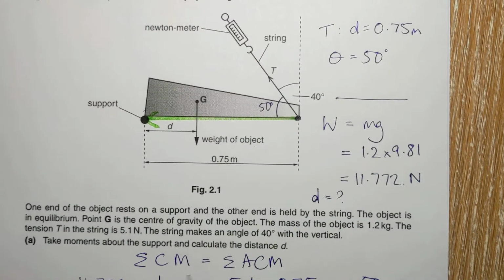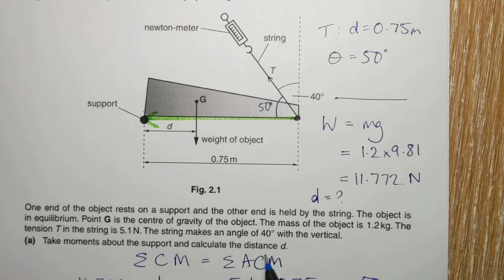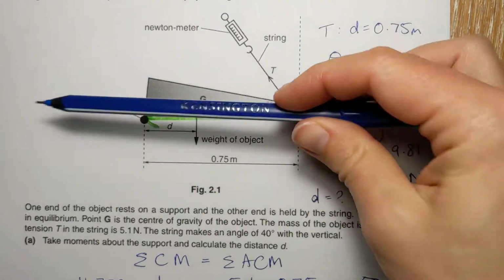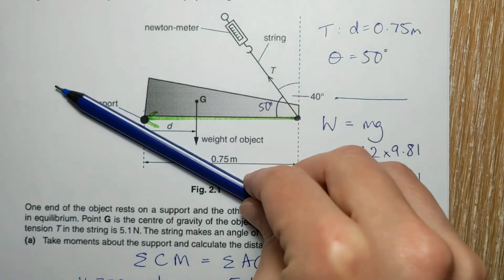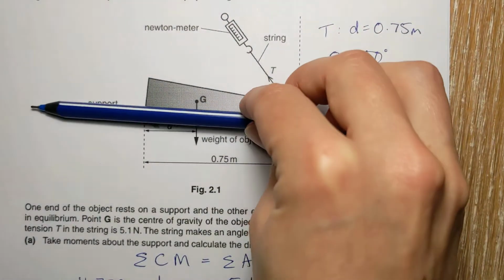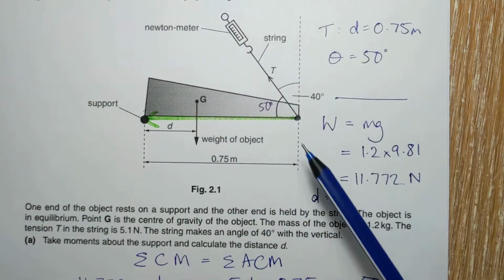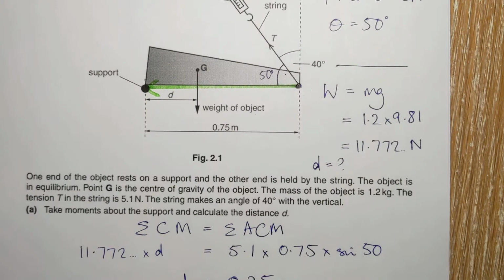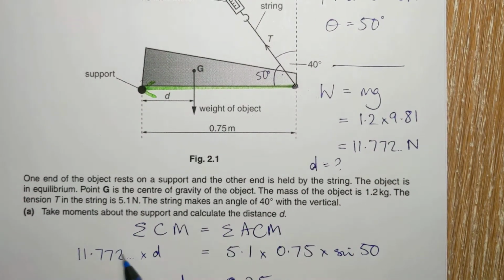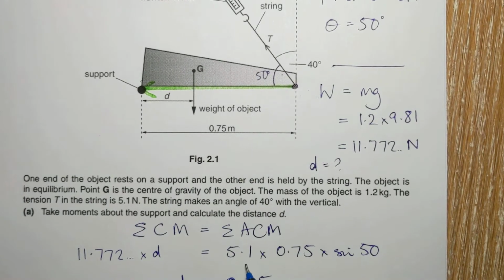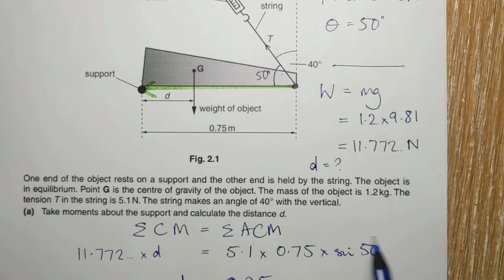So applying the principle of moments once again, the sum of the clockwise moments equals the sum of the anti-clockwise moments. The only force trying to turn the object clockwise about the support is the weight, and the only force trying to turn it anti-clockwise about the support is the tension. So here we have the weight times the perpendicular distance is equal to the tension times the displacement, size of the tension times size of the displacement times the sine of the angle between them.